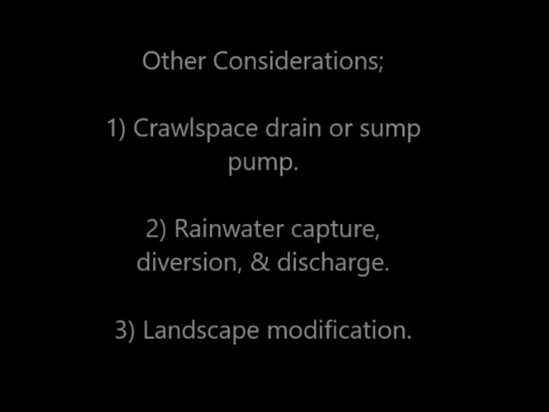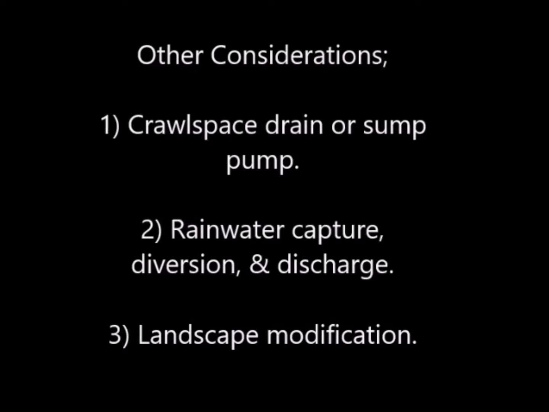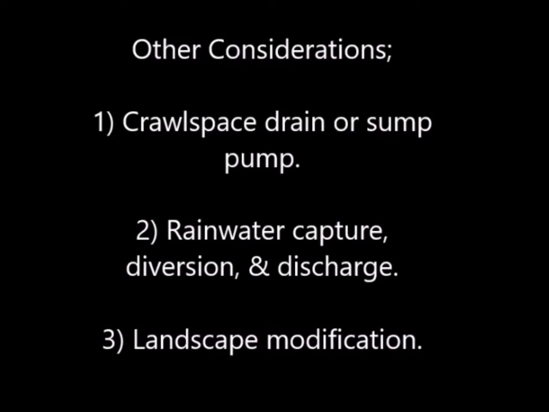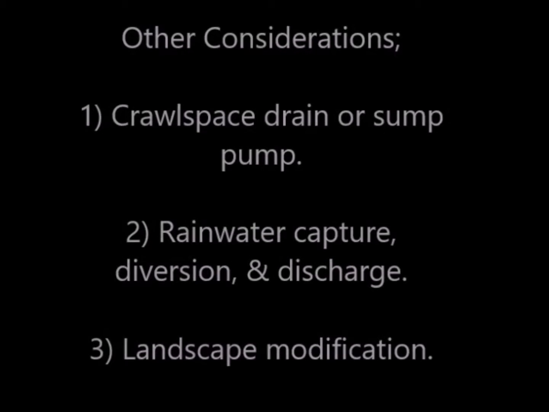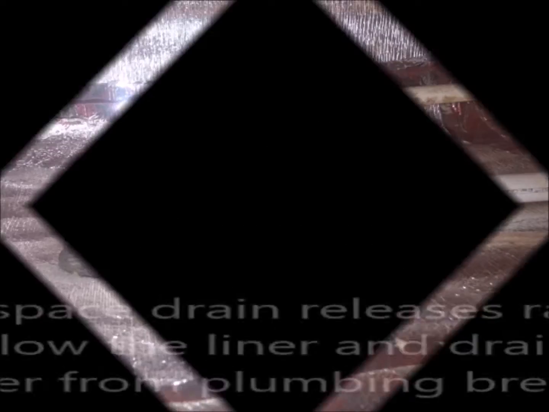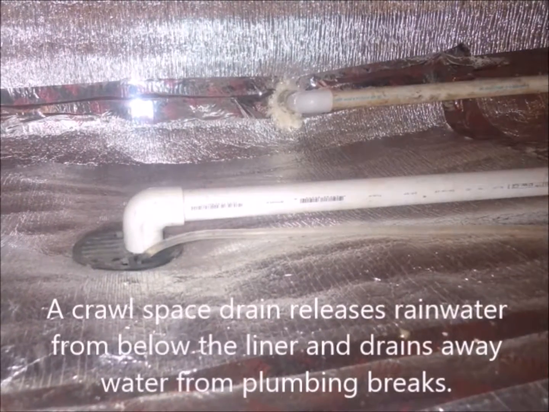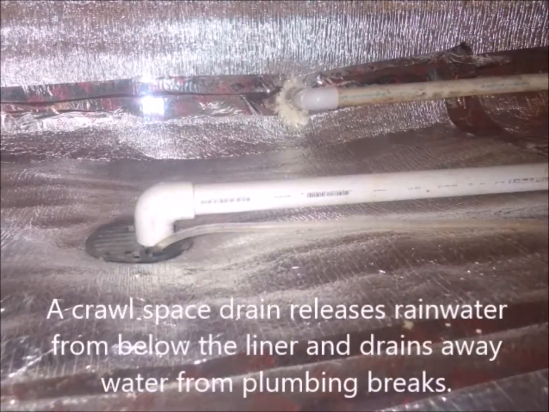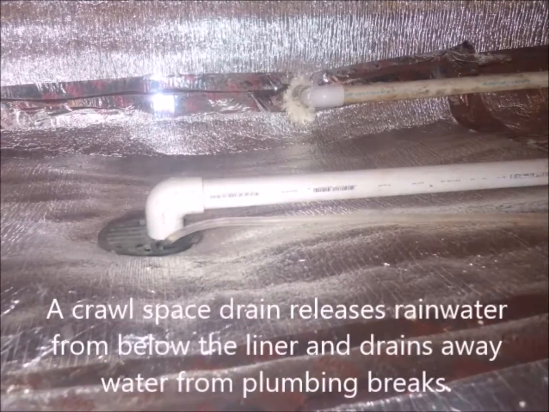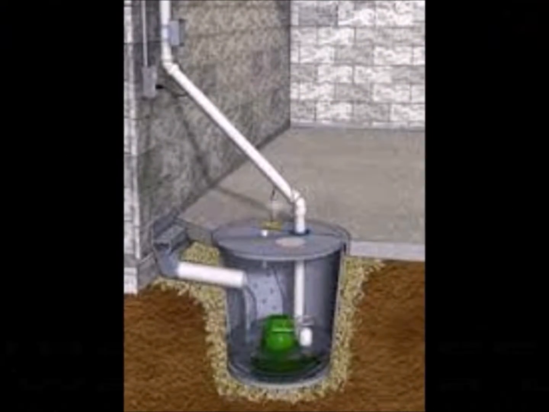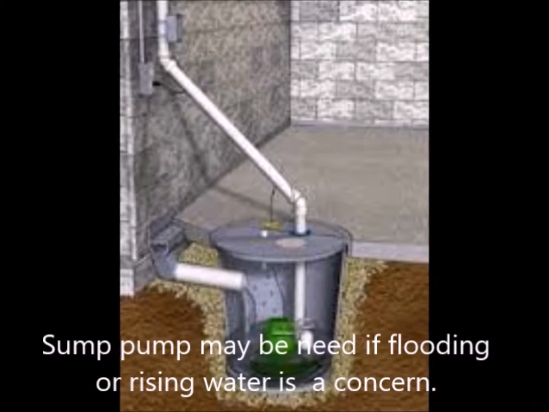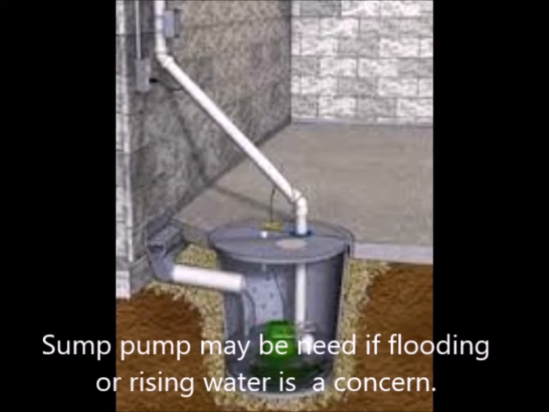Other considerations may be a crawl space drain or sump pump, diverting rainwater, as well as landscape modifications. A crawl space drain will release rainwater from below the liner and drain away water from plumbing breaks. A sump pump may be needed if flooding or rising water is a concern.